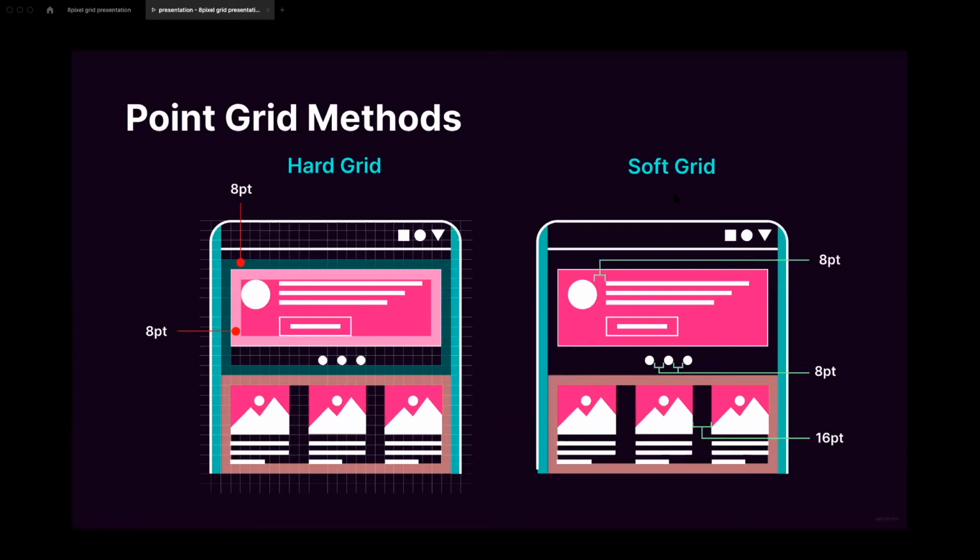In the hard grid method, elements are placed into a grid pattern defined in 8 pixel increments. As you can see in this image, the elements are sectioned and placed in relationship to a higher container element in the hierarchy. In the soft grid method, you simply apply 8 pixel increments between the individual elements in your design.